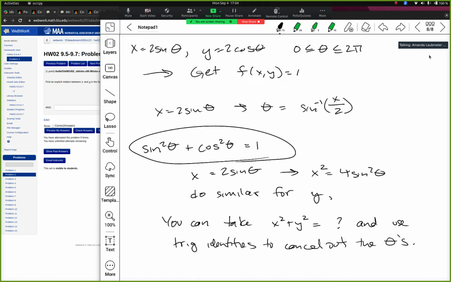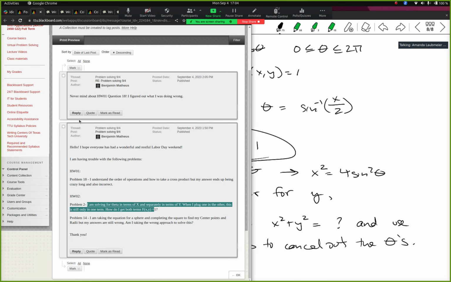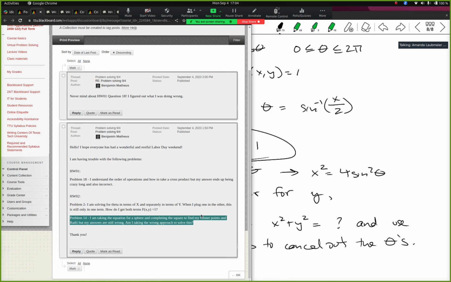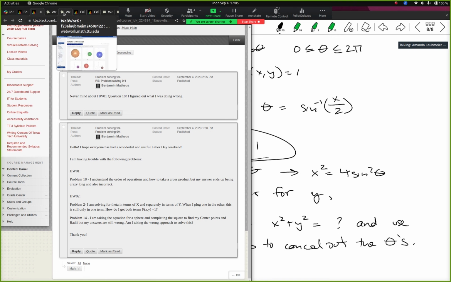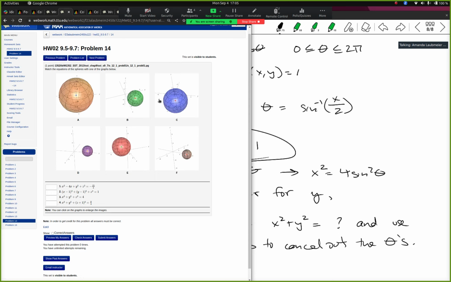So I'm just going to do a real quick breeze through describing all the problems for people who came into the room a little bit late, and then I can go back and go into more detail on requested problems or just in the order they came. So I'm going to advance to Benjamin's second problem, which was I'm taking the equation for a sphere and completing the square to find my center points and radii, but my answers are still wrong. Am I taking the wrong approach to solve this? And it's for problem 14 on the second homework, where you've got all these pictures of spheres and you're trying to match them to the equations.